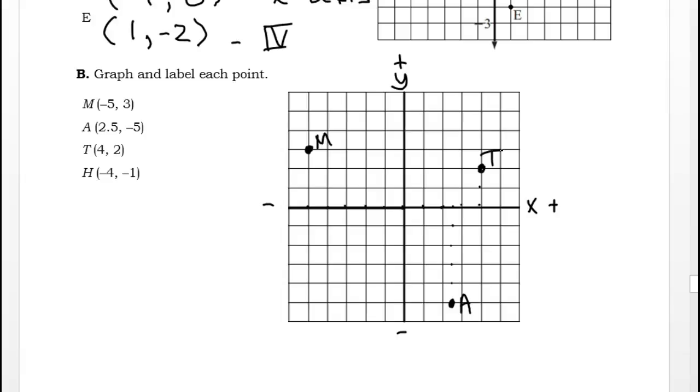Finally, letter H is negative 4, negative 1. That is 4 left, 1, 2, 3, 4, and 1 down. Here is coordinate H.